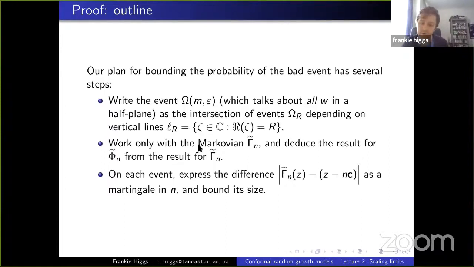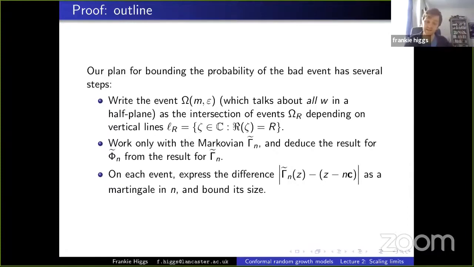Second thing, we're not going to talk in the slightest about phi n anymore. We're going to talk only about gamma n, and you're going to have to either take it on faith or read the paper that that's enough to solve it for phi n. And finally, we take this thing we want to show is small, and we're going to relate it to a martingale. This is common in conformal random growth. You take the difference between what you have and what you want, and you try and relate it to a martingale. You say it's a martingale with some small error terms.